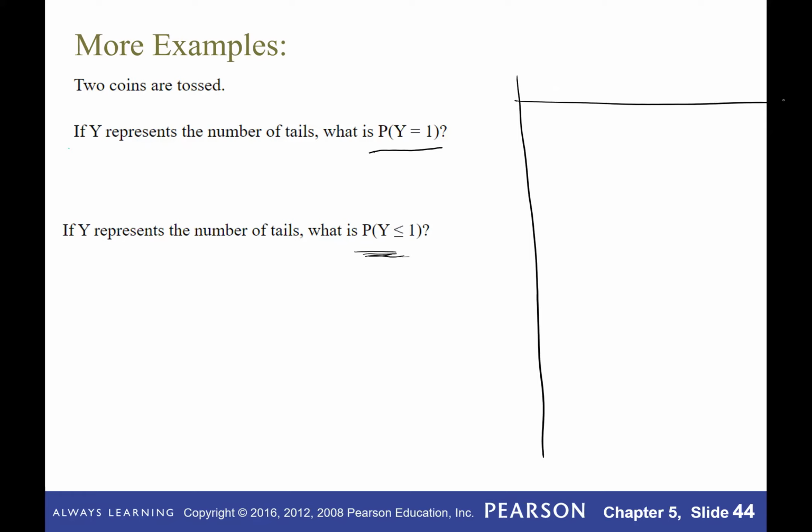Here the random variable is y, and y represents the number of tails. So what are the possible values of y? Number of tails. If you toss a coin twice, then you can have 0 tails, 1 tail, 1 tail, and 2 tails. So these are the possible values of y. Now find the corresponding probability.